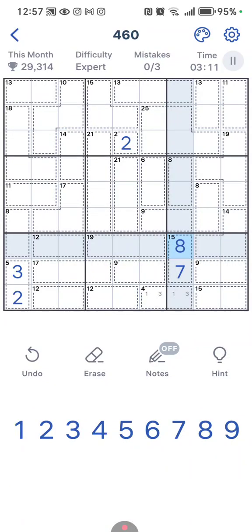Here, for instance, 8 has 3 solutions, 1 and 7, 2 and 6, 3 and 5. But I've already got a 2 and a 3, so this can only be 1 and 7. Okay, what else?